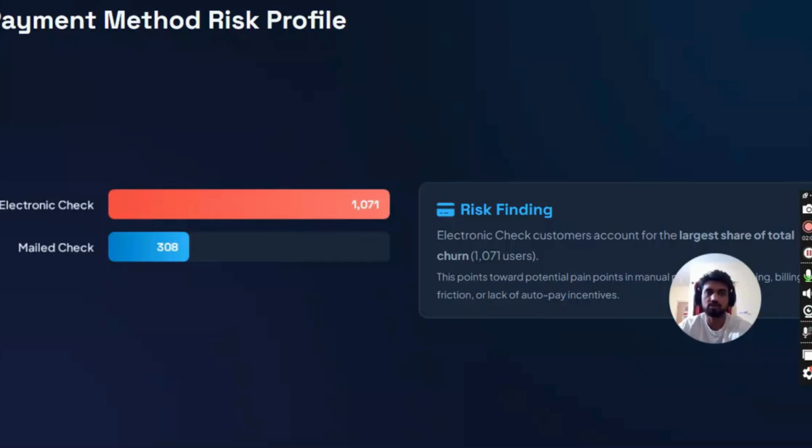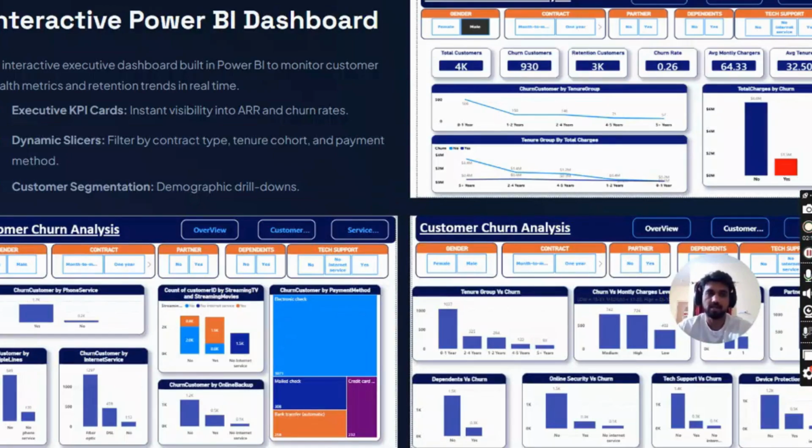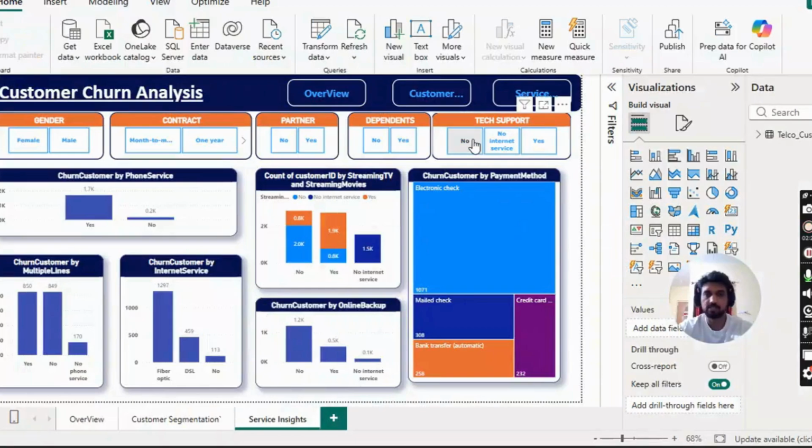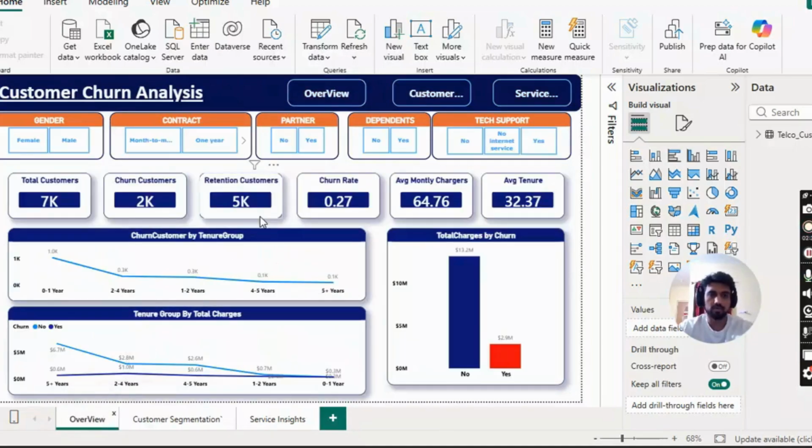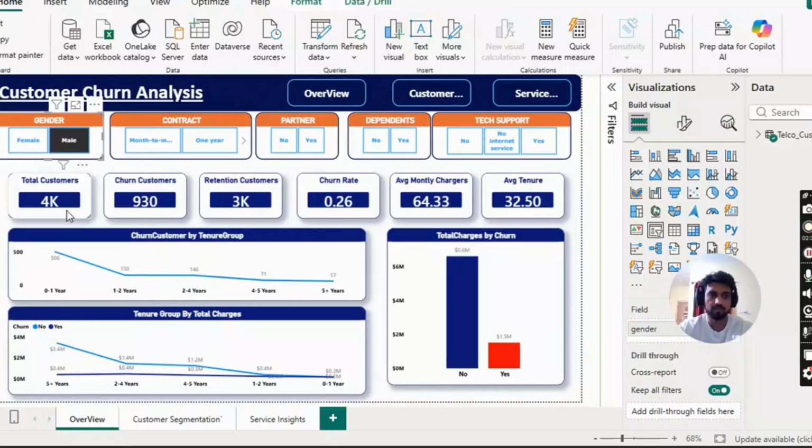Let's move to the service insights dashboard. To explain this, we present the Power BI dashboard. This is the overview of the dashboard with the different filters. Male customers total about 4K, and the churn count is 930.